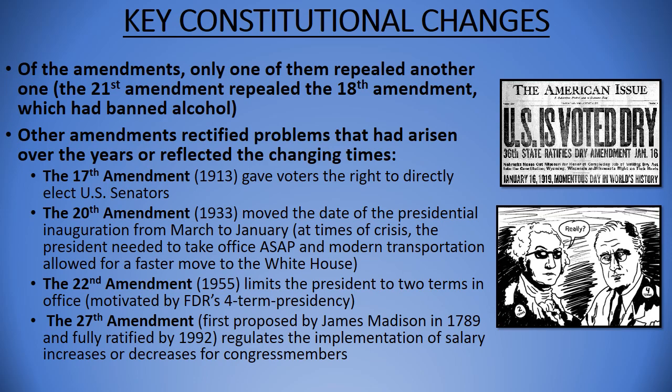The 22nd Amendment in 1955, more on this in a later chapter, but FDR was president, elected in the midst of the Great Depression, and he was a relatively popular president. He was reelected 3 times, so he was a 4-term president. But his detractors did think that his term was a little bit too long. So in 1955, this 22nd Amendment was passed, which limited a president to 2 terms in office, so a max of 8 years. The 27th Amendment, our last amendment, passed in 1992, regulates how Congress can increase their salary.